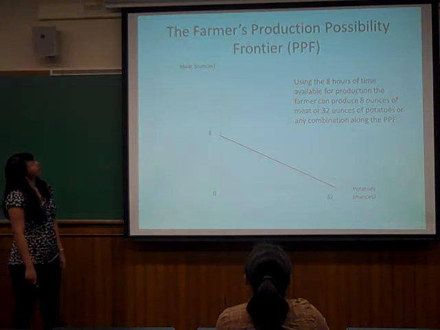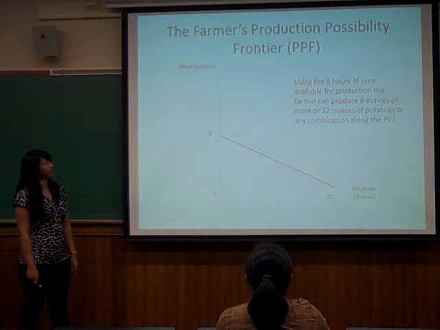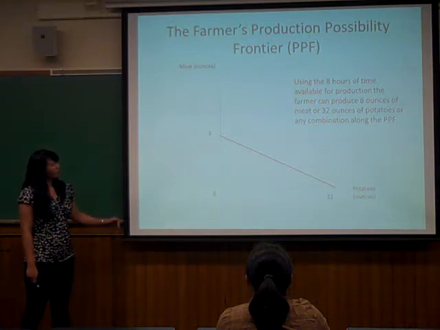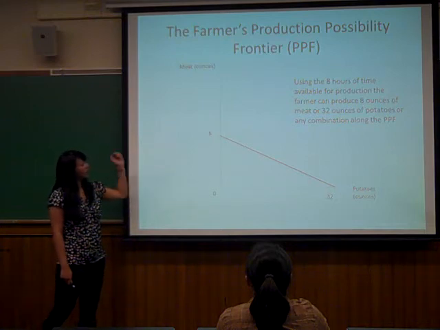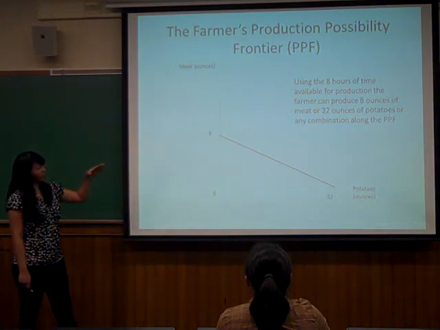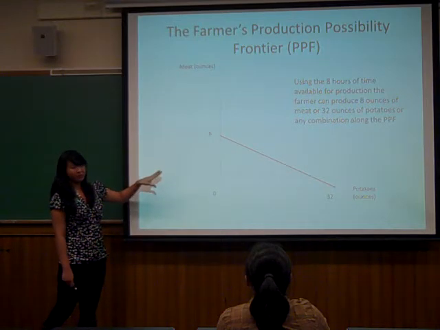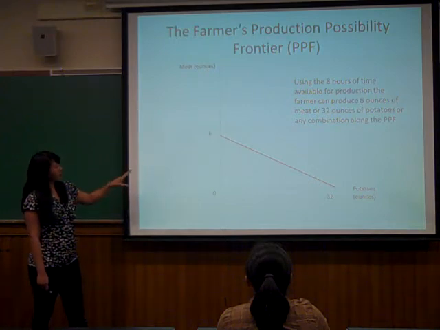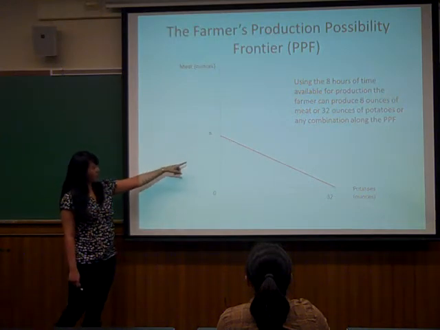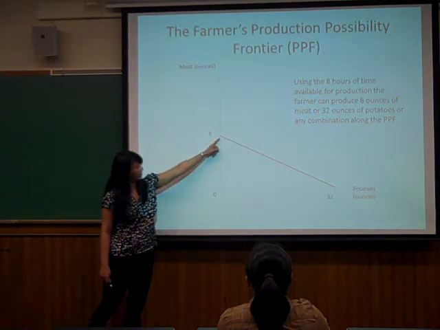So this is the farmer's production possibility frontier. In a previous lesson we learned about the farmer's production possibility. This curve, which is known as the PPF, shows various outputs that the farmer can produce using the resources he had. So if the farmer uses all 8 hours on meat, we know that the farmer can produce 8 ounces of meat, which is the point right there.